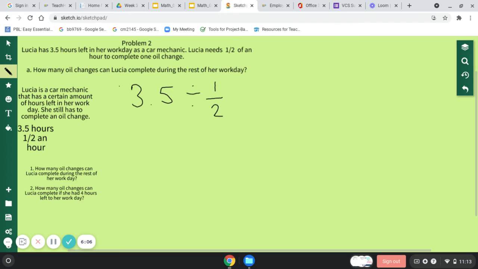Now, since we're working with a fraction on the right side, I'm just going to turn this 3 5/10 into a decimal, which is 3.5. So we're going to take 3.5 and divide it by a half. So let's see what that looks like as a visual. I'm going to make my diagram.